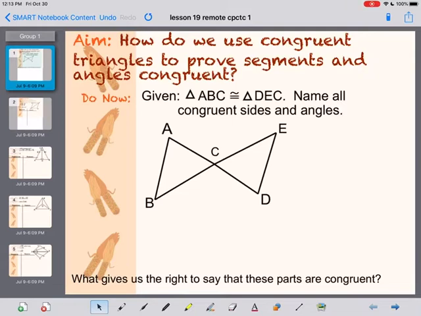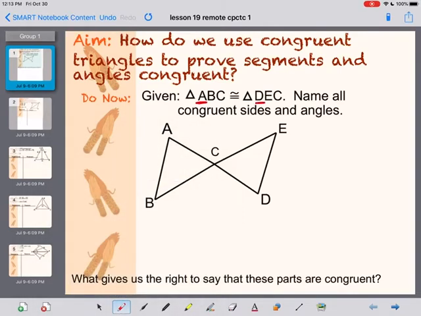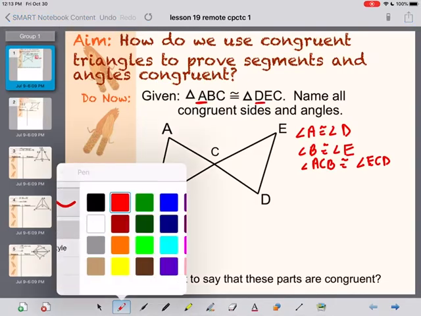So remember, the lettering that the triangles are in tells us which sides and angles correspond to one another. Because A and D come first in the ordering, we know that angle A is congruent to angle D. Similarly, angle B is congruent to angle E, and then my angles in the middle, angle ACB, is congruent to angle ECD.